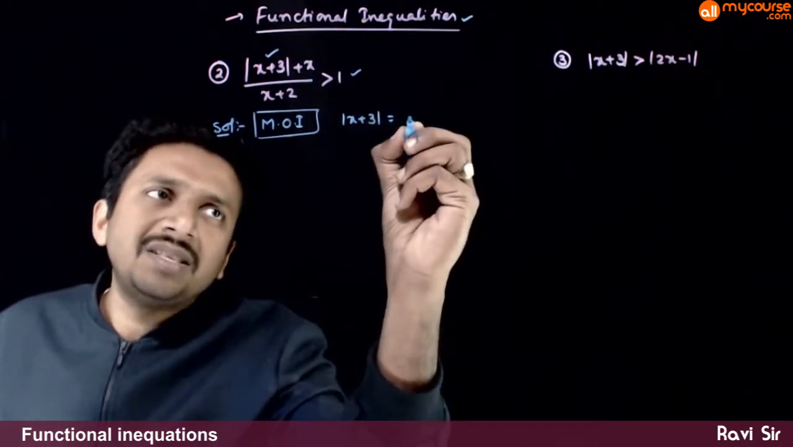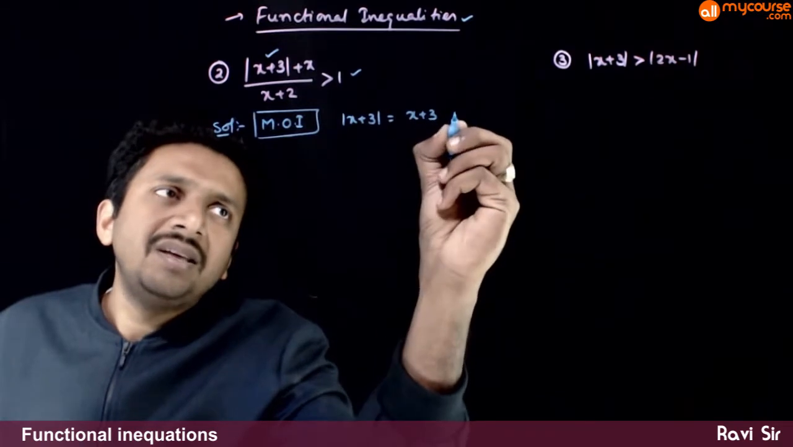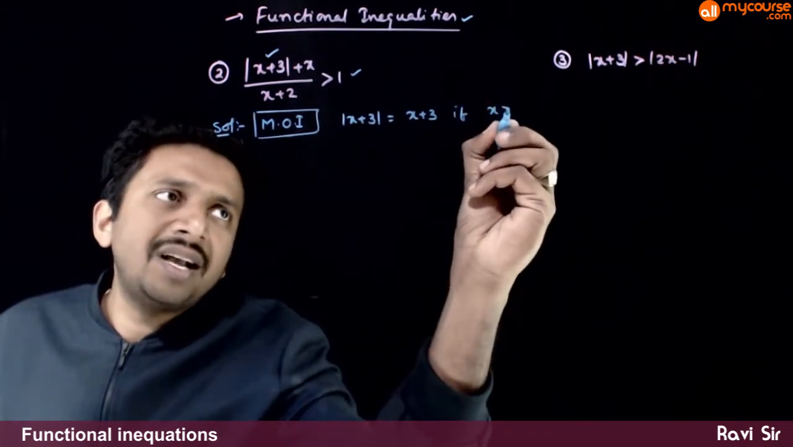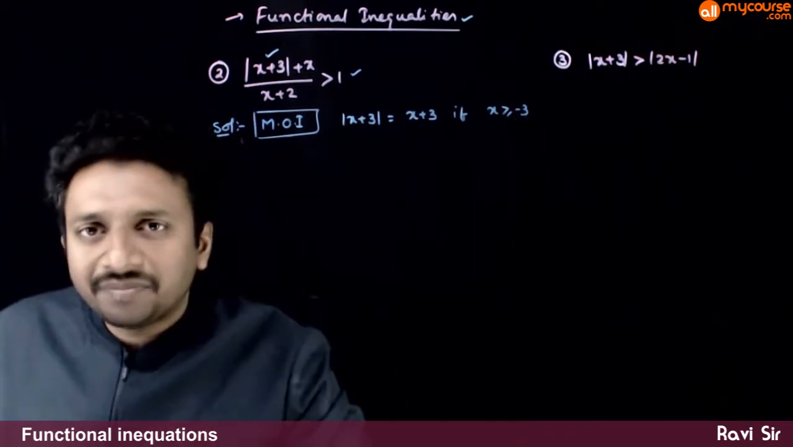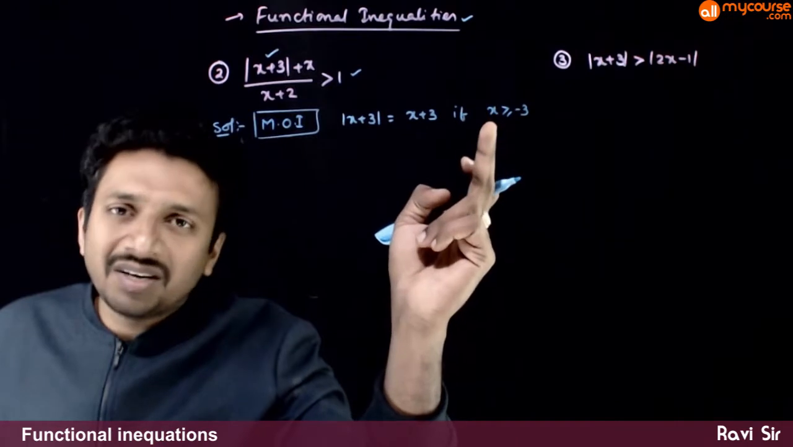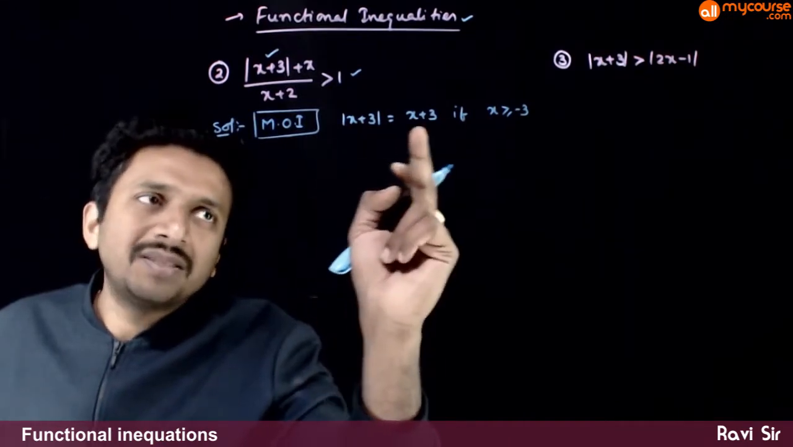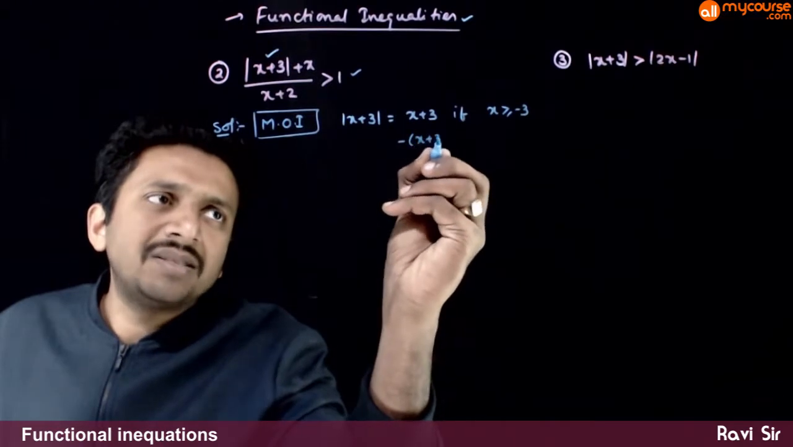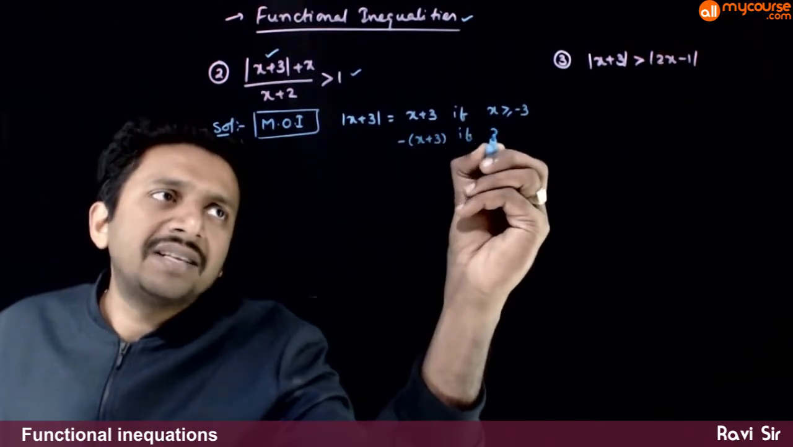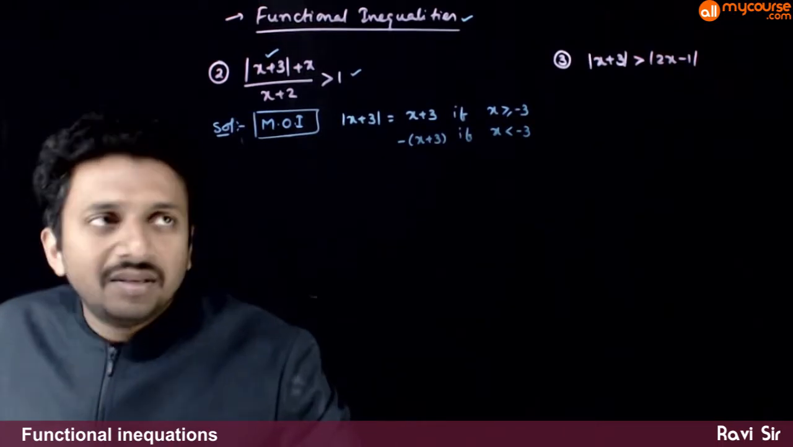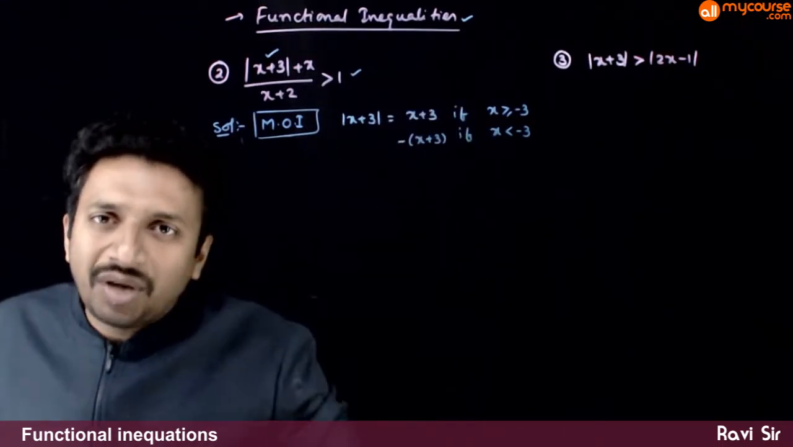Mod of x plus 3 is same as x plus 3 if x plus 3 is positive, that is x is greater than or equal to minus 3. If x is greater than or equal to minus 3, that is x plus 3 is greater than or equal to 0, mod x plus 3 is same as x plus 3. And minus of x plus 3 if x is less than minus 3. So these are the two cases that you have.